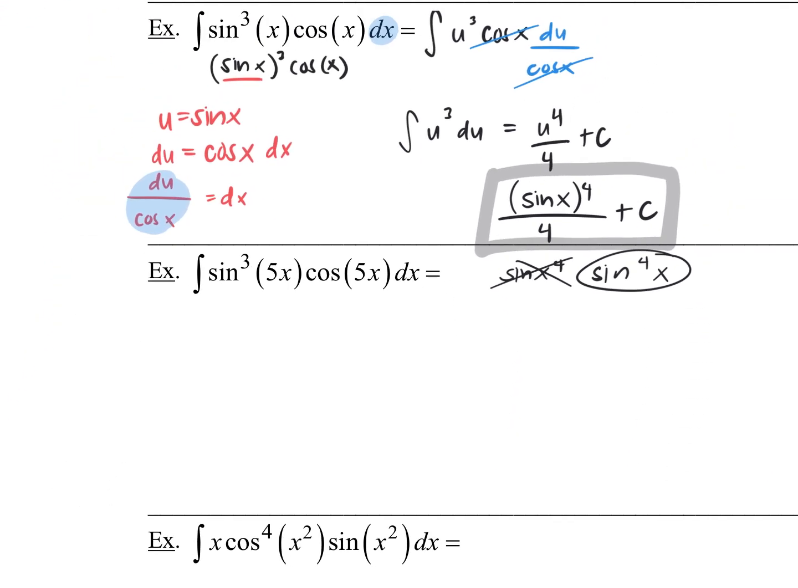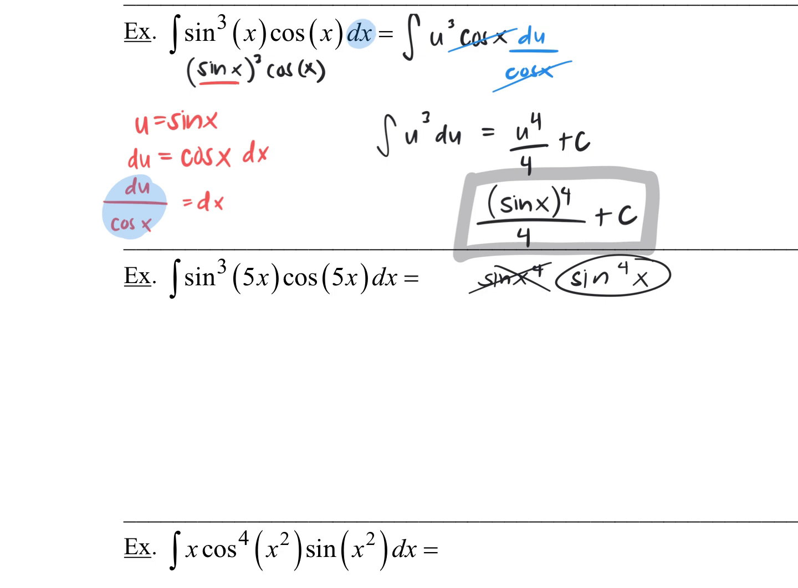All right. This next one is very, very similar. The only thing that's different is that there's a 5x on the inside. So what do we think our u is going to equal for this integral? Sine of 5x. Okay, so let u equal sine of 5x. Then du is going to equal cosine of 5x, but times what? 5. Times 5. And don't forget that dx.